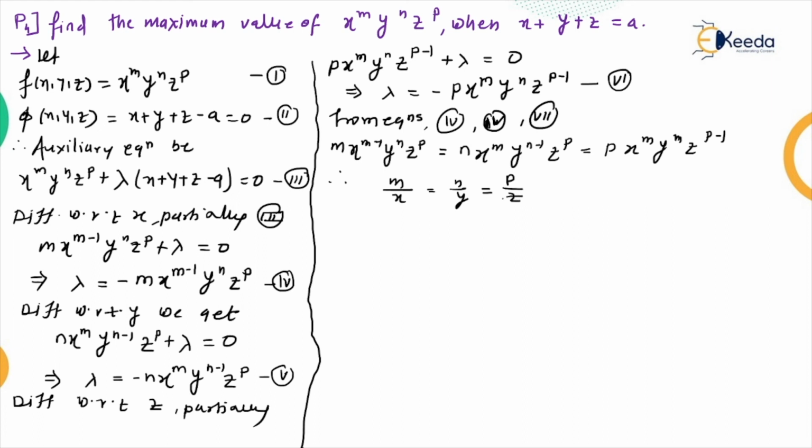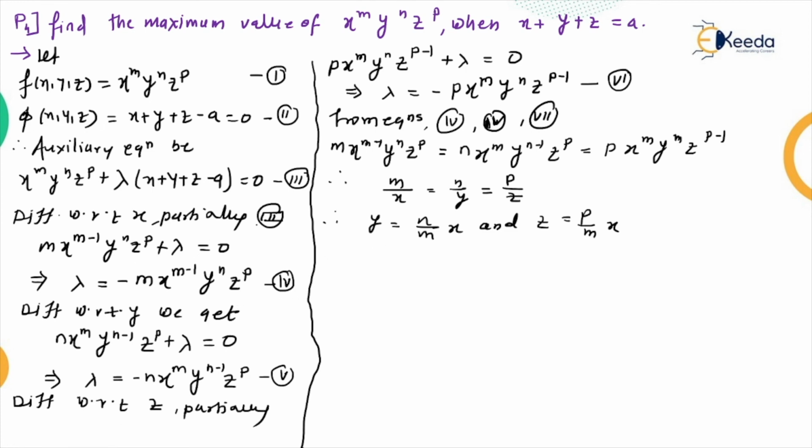Now our next target is to find the value of y and z in terms of x. Compare the first two to get the value of y. So y is equal to n divided by m into x. Also, to find the value of z in terms of x, compare the first and third. So z is equal to p divided by m into x. Now substitute the values of y and z in equation number 2.